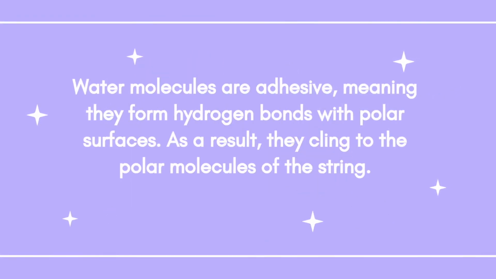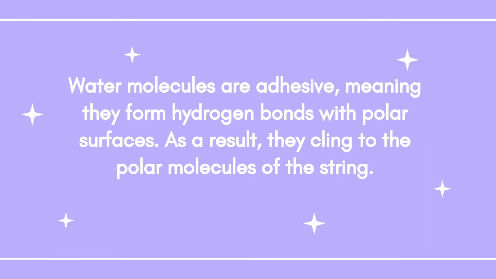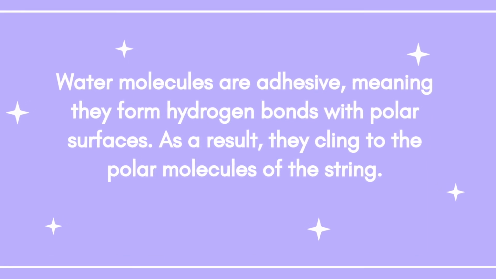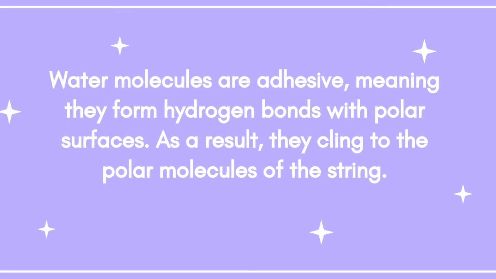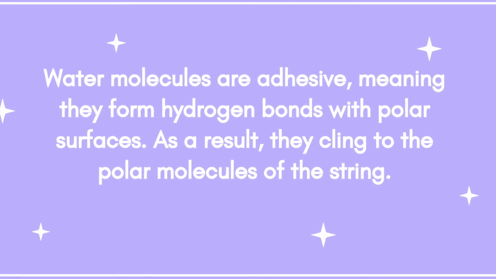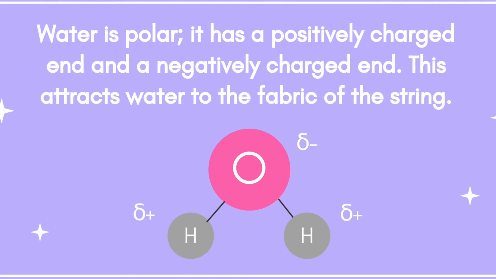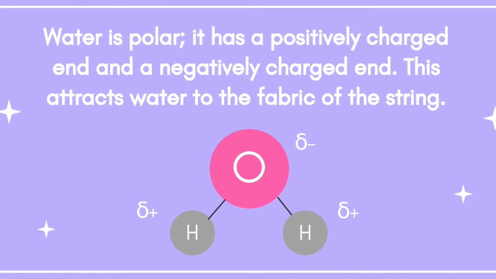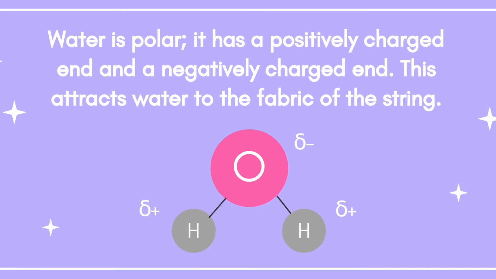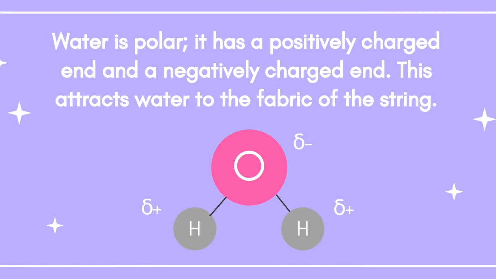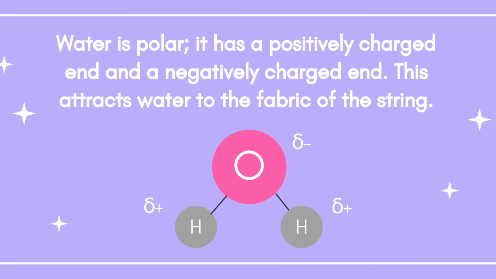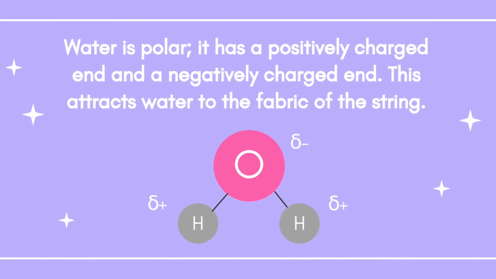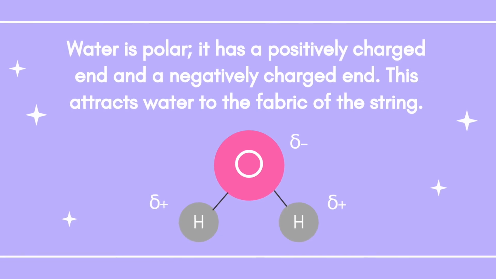Water molecules are also adhesive, which means they form hydrogen bonds with polar surfaces. The water molecules are able to cling to a different molecule due to water's polarity and electrostatic attraction. Water is polar, allowing water molecules to have a positively charged end on the hydrogen side as well as a negatively charged end on the oxygen side. These positive and negative ends attract to the polar molecules in the fabric of the string, allowing water to cling to the string and travel downward collectively.